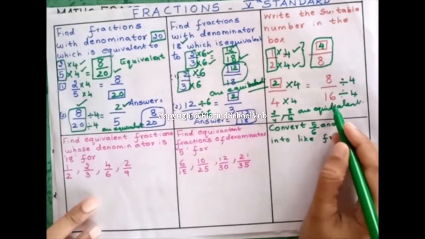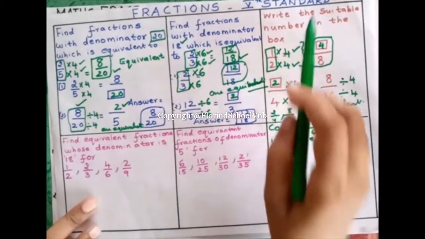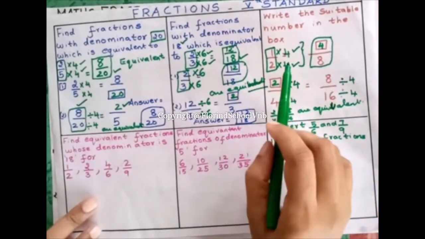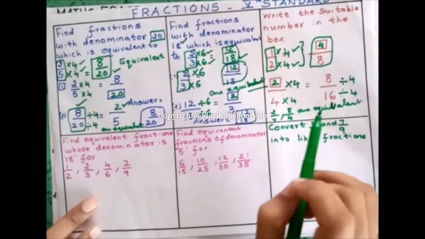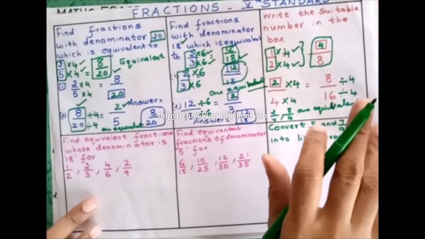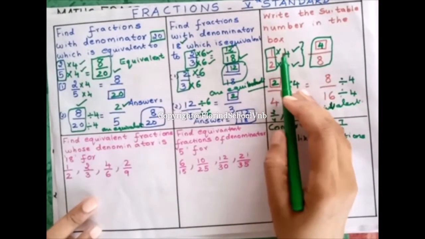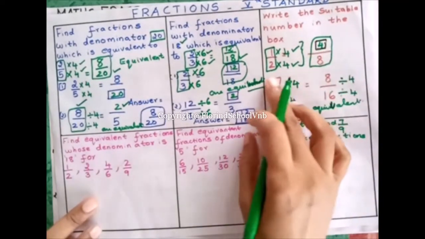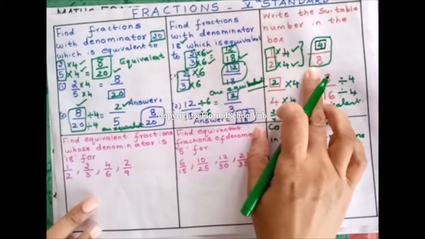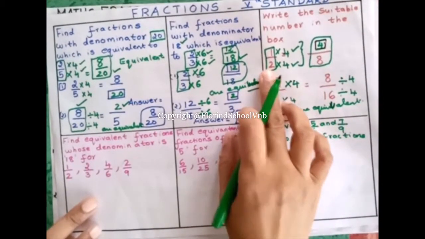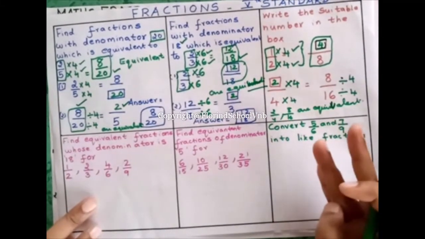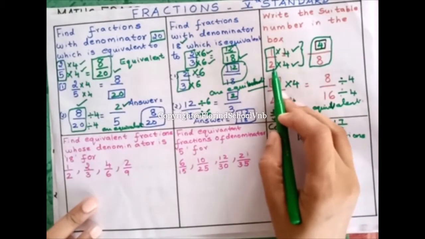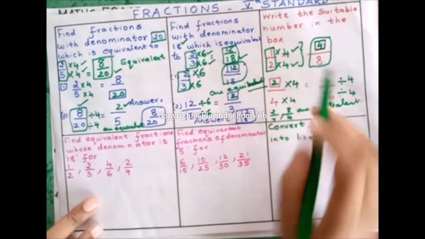So always equivalent. So always multiply. In order to find the equivalent fractions, always multiply the numerator and denominator by the same number. So 1 by 2, in order to find the number in the box, first you have to see how do you get 8. Say the two tables. 2 ones are 2, 2 threes are 6, 2 fours are 8. So multiply 2 by 4, you get 8.